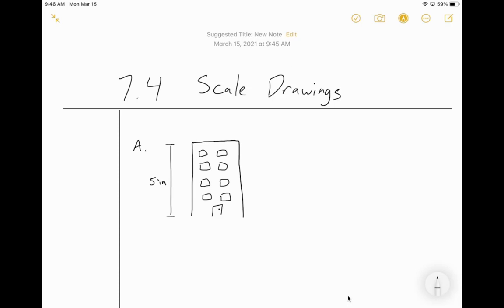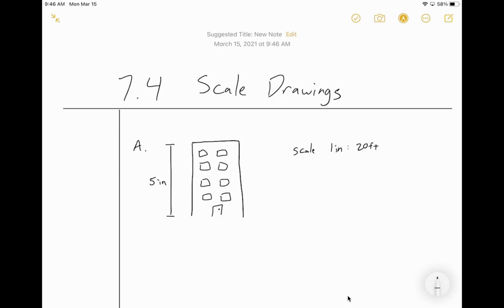Now here's your scale, okay? Your scale is for every 1 inch, it's actually equal to 20 feet in real life, okay? So 1 inch is equal to 20 feet. So the question is going to be simple. The question is going to be, how tall is the building in real life?